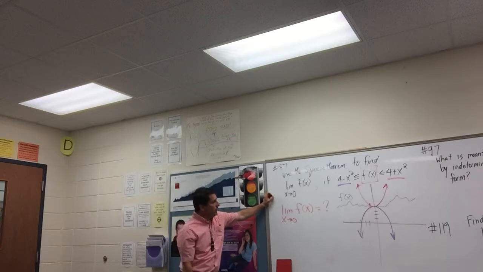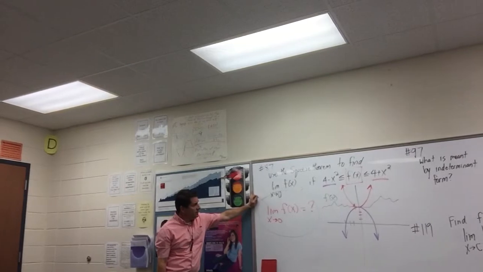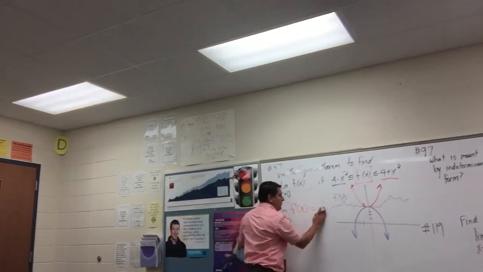So what is the limit? Look at that picture. What is the limit as x approaches 0 of f of x? It's 4. It has no choice, right? It's just sort of squeezed right in between those two. So the answer is 4.